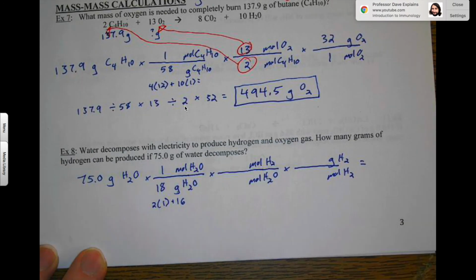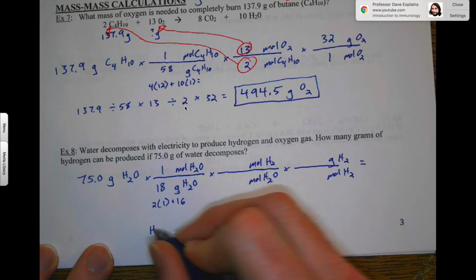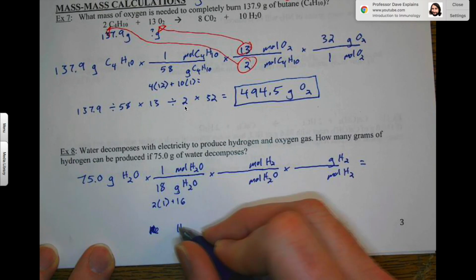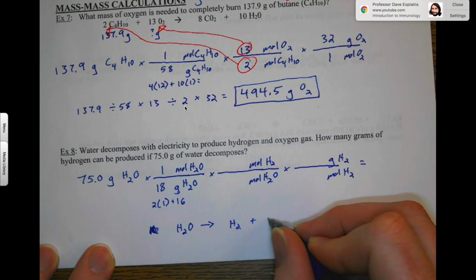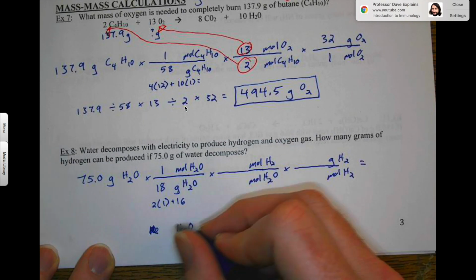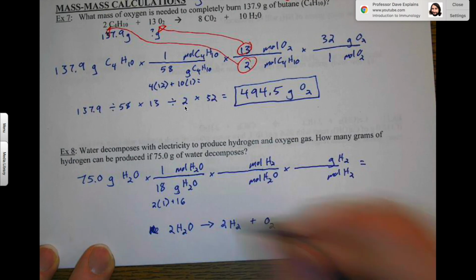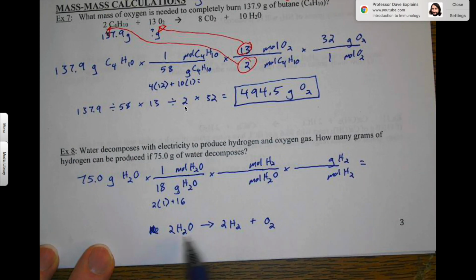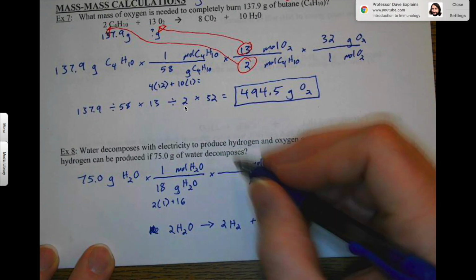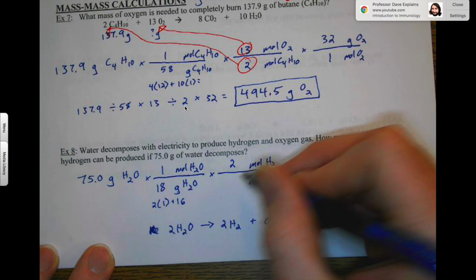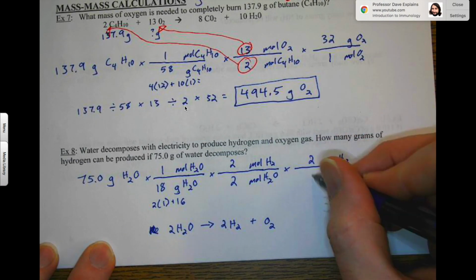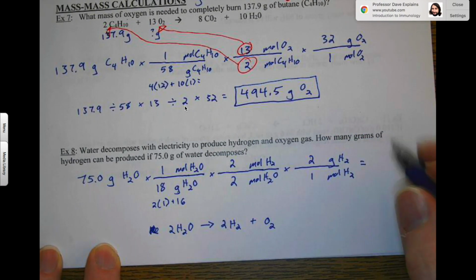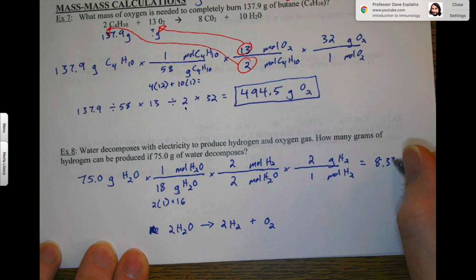You need an equation. So you have, it's the decomposition of water. So it's H2O decomposing to H2 plus O2 with some electricity. So there are 2 moles of hydrogen for every 2 moles of water. And then there are 2 grams per mole of that. And so we end up with our answer as 8.33 grams of hydrogen.